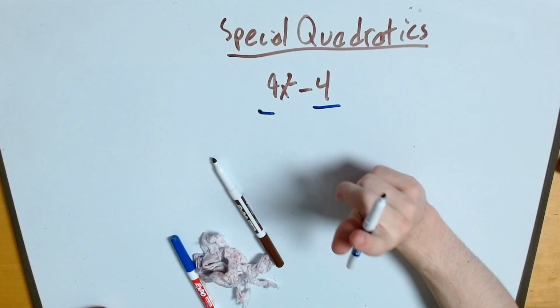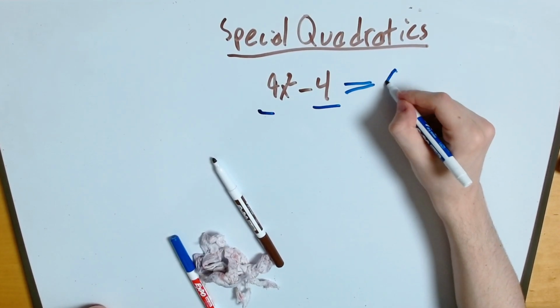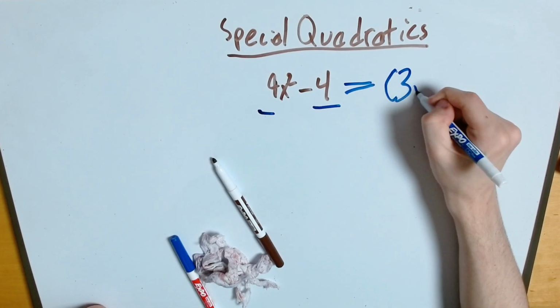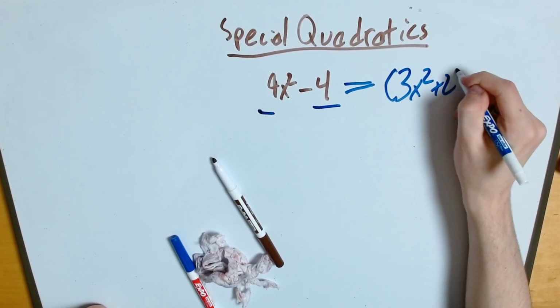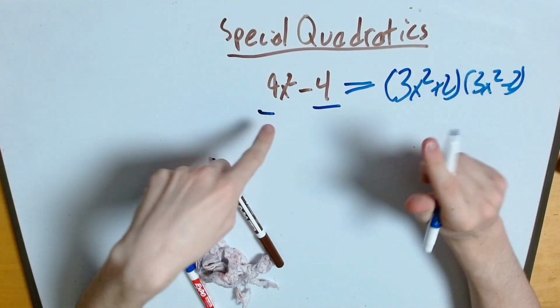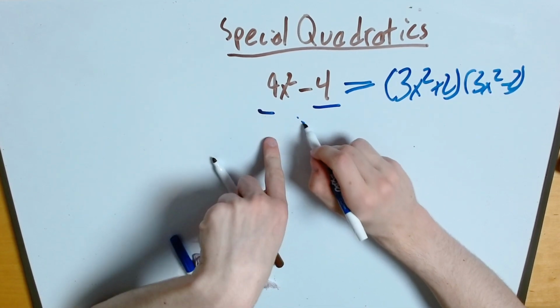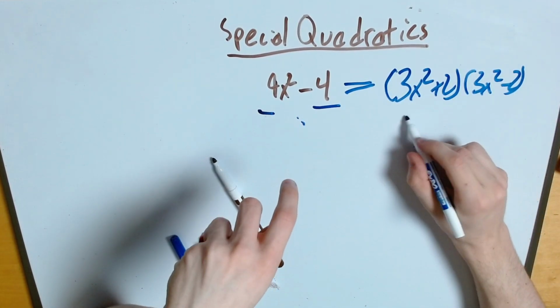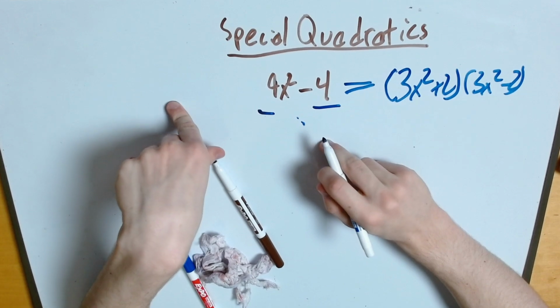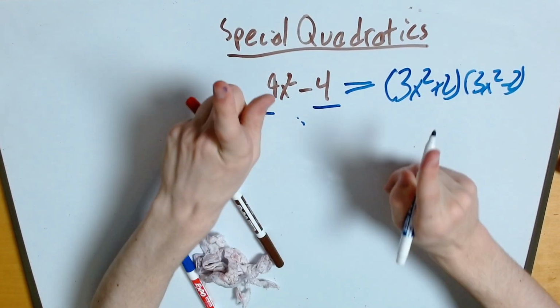We actually notice a very interesting relationship. This is equal to 3x plus 2 times 3x minus 2. And we think that because this middle term is gone. Something has had to happen in this factoring, in this multiplication, to cancel out this middle term entirely. So we start thinking opposite signs. And the reason why I thought opposite signs is this.